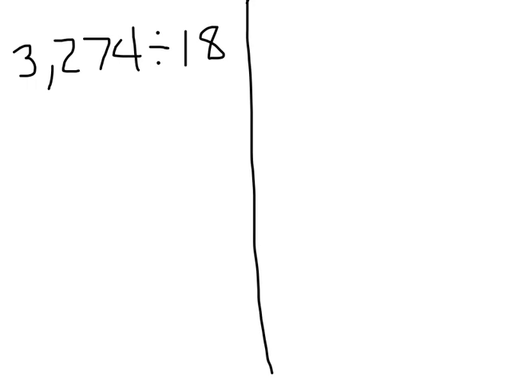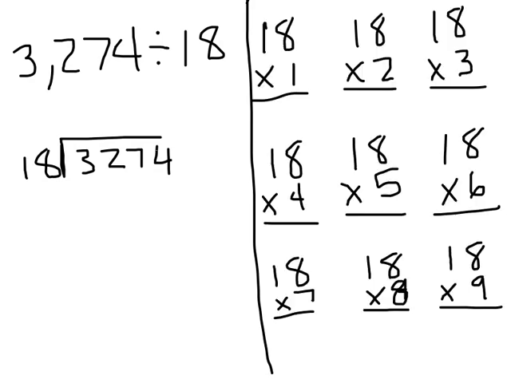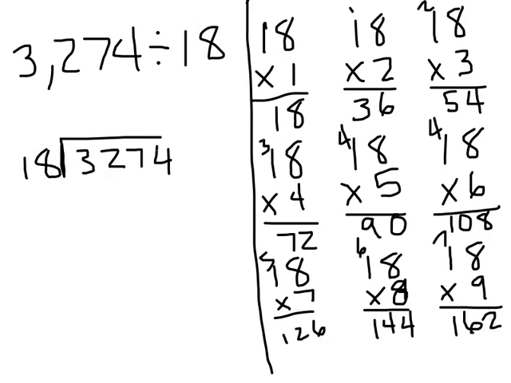First, let's review some of the division that we did yesterday. 3,274 divided by 18. Before I can start dividing, I need to list my multiples of 18. Go ahead and list your multiples of 18 on your scratch paper, then put them into the computer. Check and see how you did.